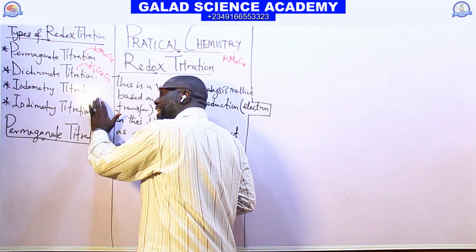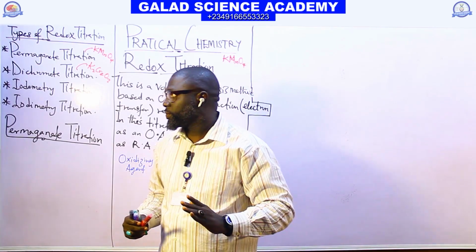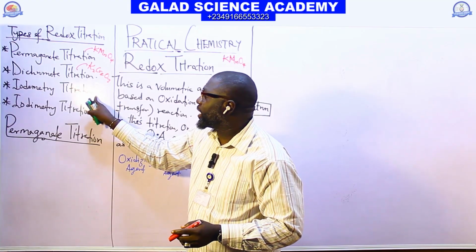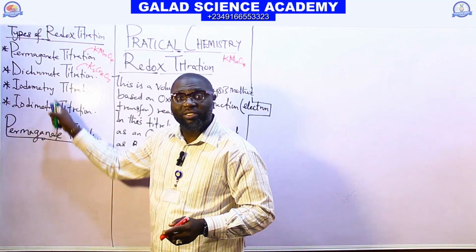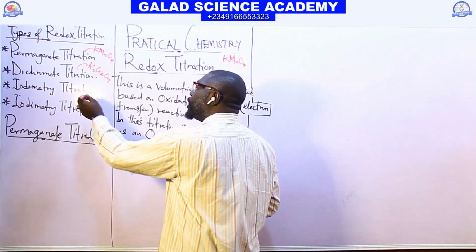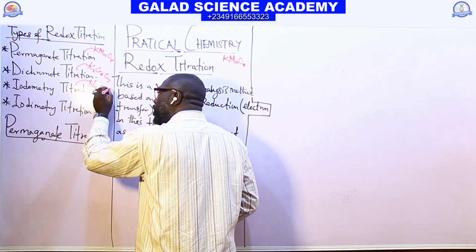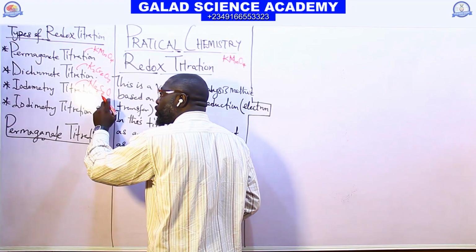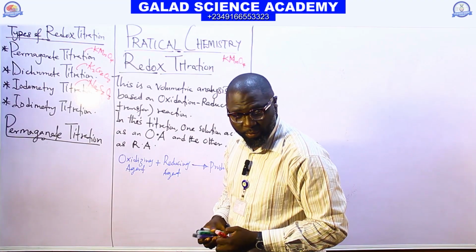This iodometry titration is also called indirect titration, because the reagent used in iodometric titration is sodium thiosulfate. Sodium thiosulfate is the reagent that we use in the iodometric titration.